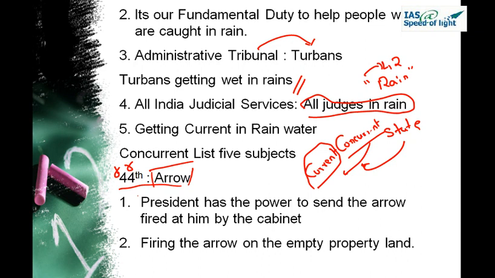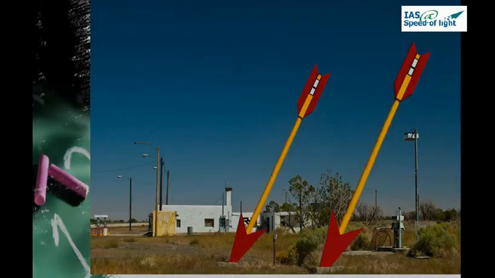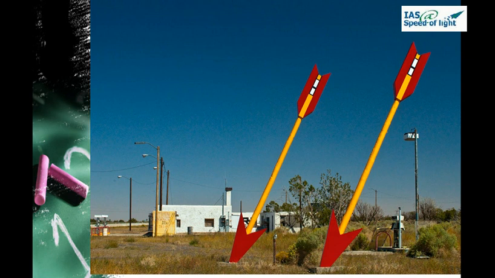Firing the arrow on the empty property land. See this picture here, this is a property and you're firing arrows on it. So there are so many arrows in the property. So the right to property was eliminated by the 44th Amendment Act, and 44 is arrow for us. And what you are doing with the arrows is firing them on the property land. So the right to property was eliminated by the 44th Amendment Act.